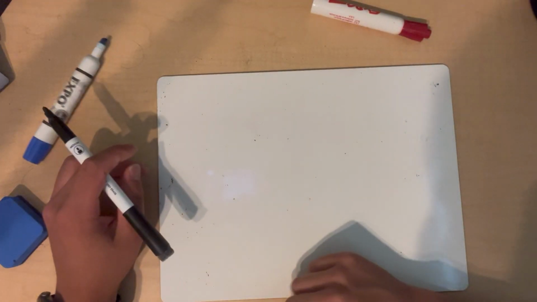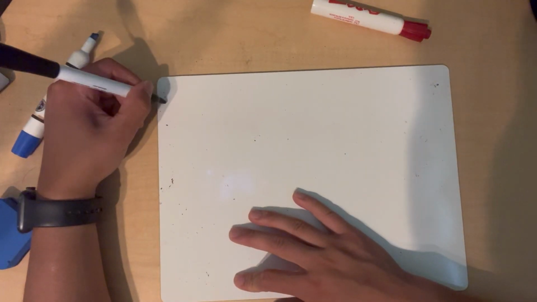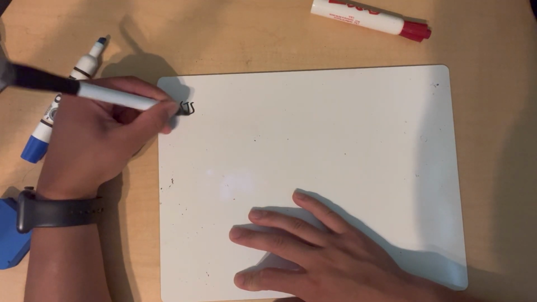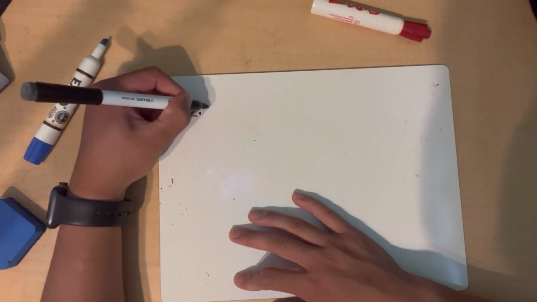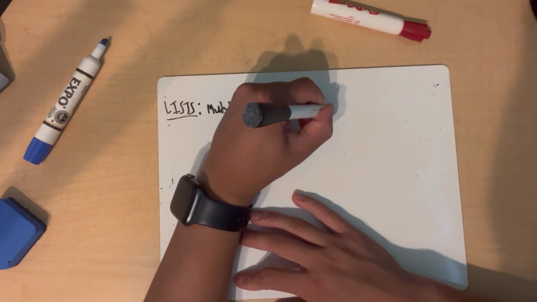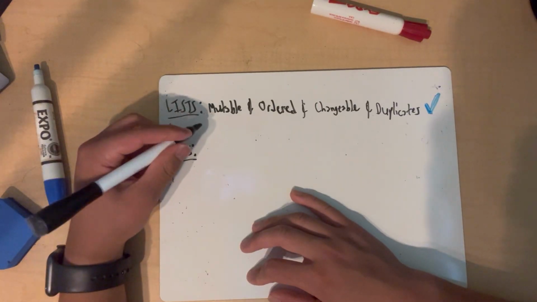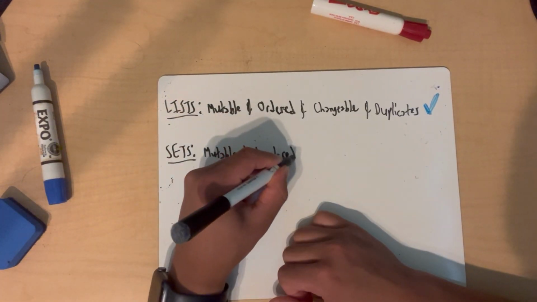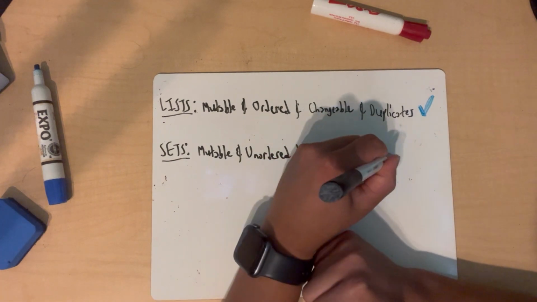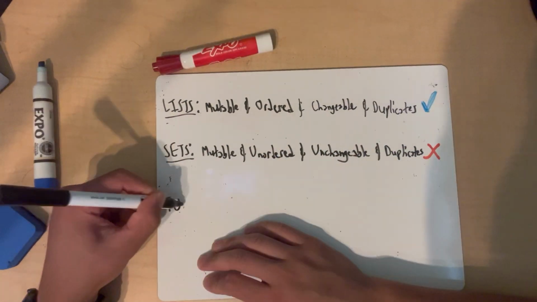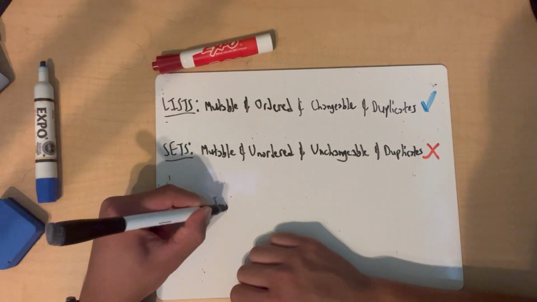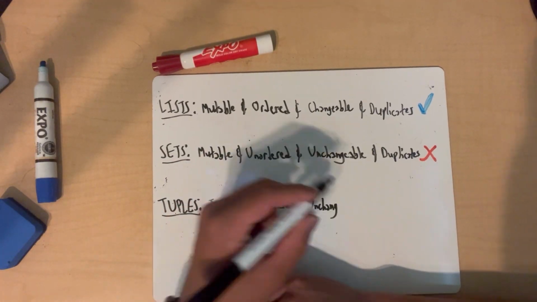So here's a quick summary of all the 3 basic data structures that were covered in this video. So first is lists, and the properties of lists are that it's mutable, ordered, changeable, and duplicates are allowed. The second one was sets, and its properties are that it's mutable, unordered, unchangeable, and duplicates are not allowed. And last but not least, we talked about tuples, and they're immutable, ordered, unchangeable, and duplicates are allowed.